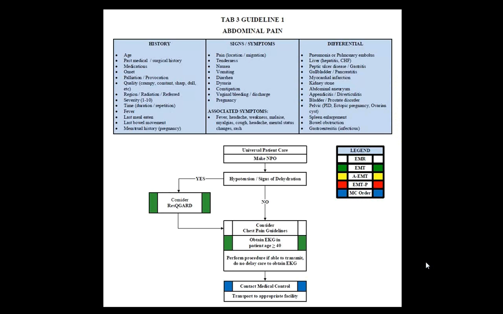So on your guys' guidelines for abdominal pain, again, history, go through all that stuff, any of the signs and symptoms: diarrhea, dysuria, constipation, bleeding, pregnancy, associated symptoms, and then the whole laundry list of differentials. It can be massive depending on locations and all that stuff. NPO, hypertension, rescue guard, which you guys do have here, and then from there, if they're over 40, they should get an EKG. All right. Again, unfortunately, I've seen even some late 20s, early 30-year-olds having MIs with a complaint of abdominal pain. So it's not always a good aspect.